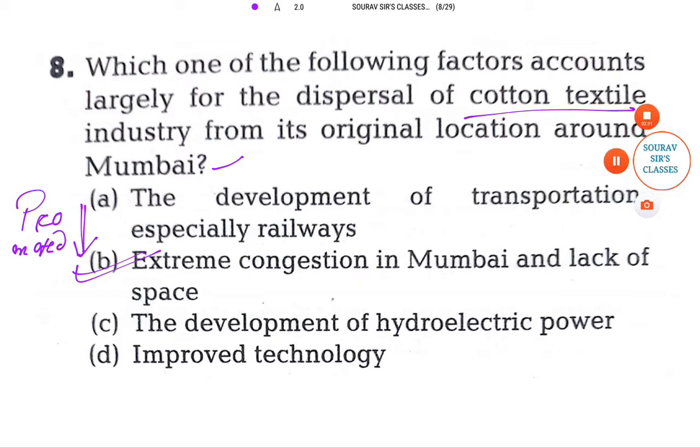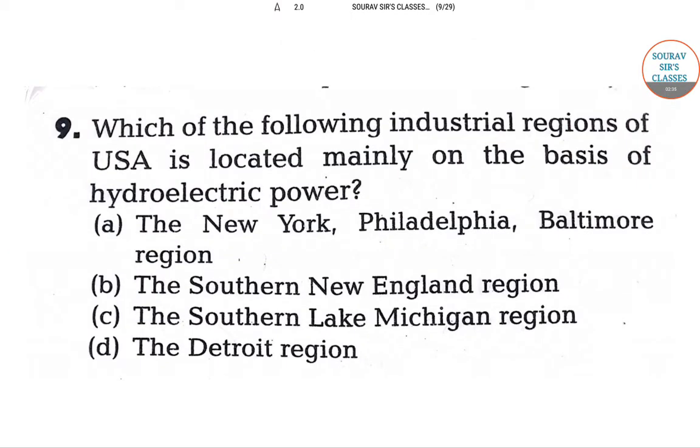Now let's go for another question. Now the question is, which of the following industrial regions of USA, United States of America, is located mainly on the basis of hydroelectric power? Option A is the New York, Philadelphia, Baltimore region. Option B, the Southern New England region. Option C, the Southern Lake Michigan region, and D, the Detroit region.